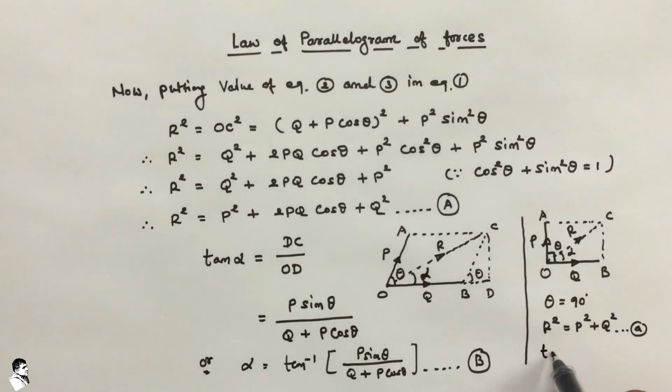This is the equation we can write to find the resultant. And if we want to find the angle, the equation is tan alpha equals P by Q, which is very simple. These are the equations generally used to find the magnitude of the resultant as well as its direction. So this is all about the law of parallelogram of forces.